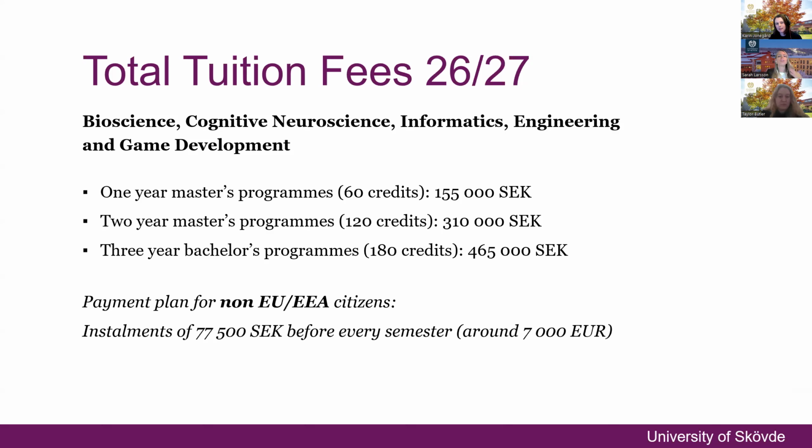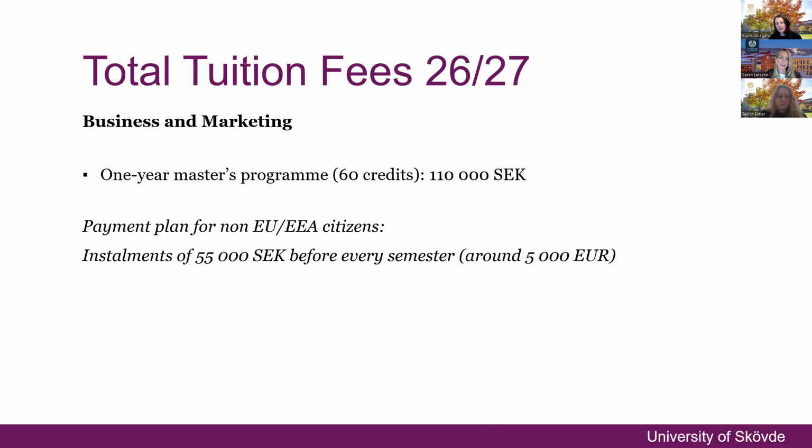So for these prices, it's going to be 77,500 Swedish crowns before every semester. And that's around 7,000 euros, if that's easier for you guys. And on the next slide, we can see the business and marketing program. That's a little different. That's a one-year master's program, and it's going to be 110,000 Swedish crowns paid in installments by 55,000 Swedish crowns before every semester, or around 5,000 euros.